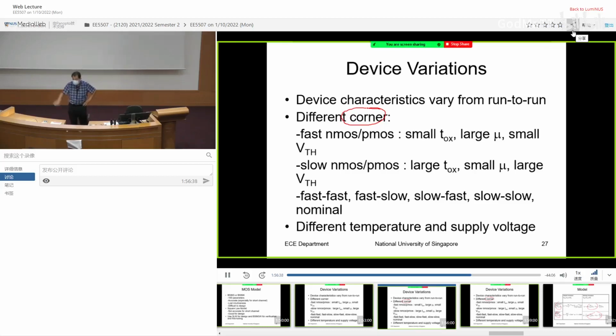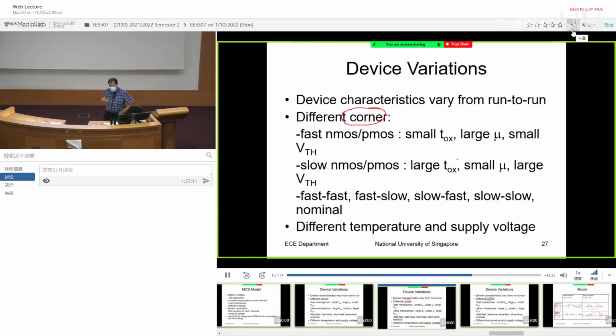But besides these four corner designs, there is also the nominal one, the typical corner, the one in the middle, the one that you aim for. So usually you run these 5 process corners to get a feeling for how your circuit performance will vary. When we use the GPDK 045, in the first tutorial or homework, you are going to run 5 corners. You are going to see how the device varies.